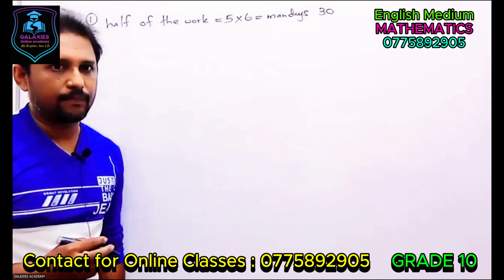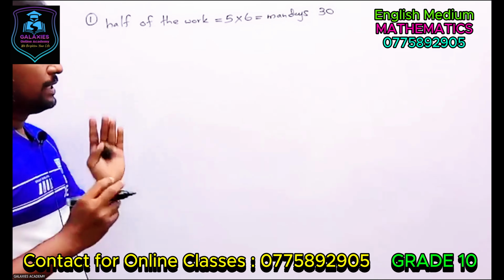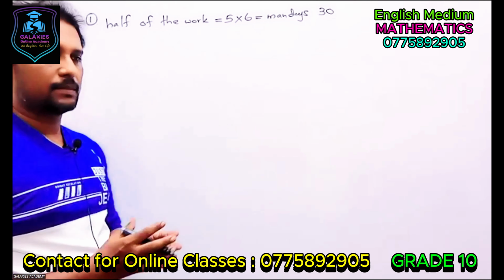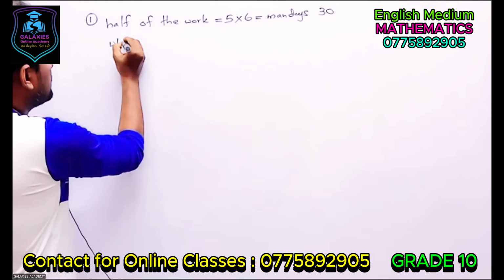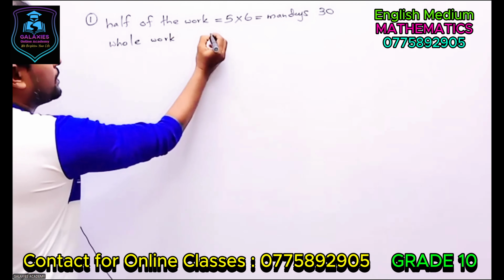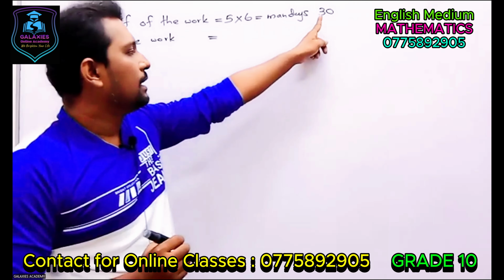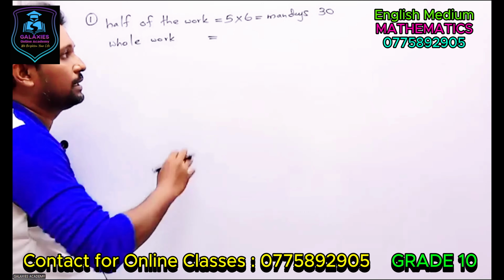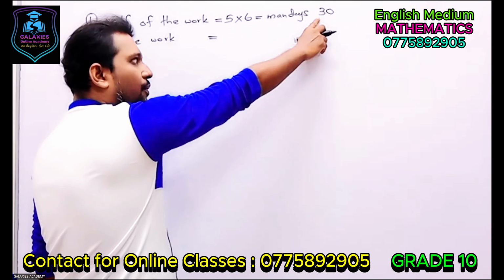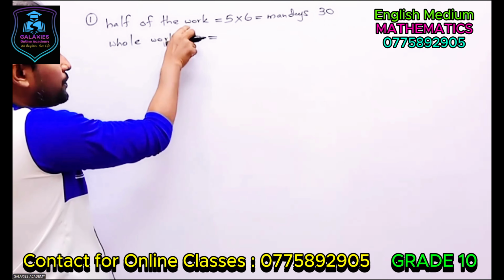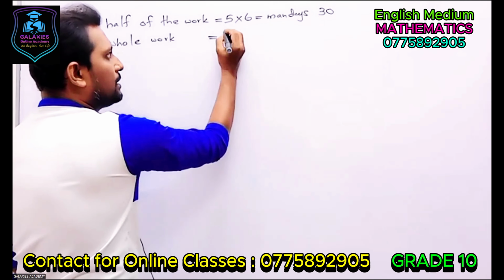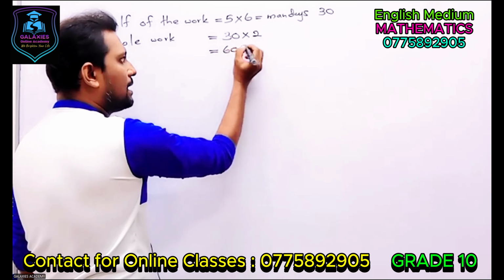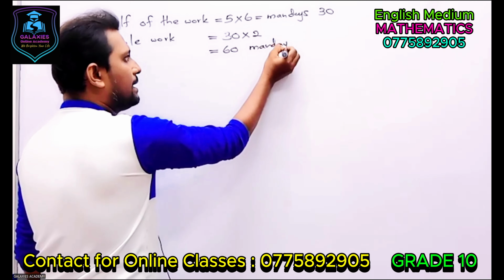30 man days. Then this question asks how many man days are needed for the whole work. Right? Then the 30 man days are needed for half of the work. So total work needed how many man days? Twice of this one, no? Because the half of the work needed 30 man days. So full work needed 30 times 2. So how many man days are needed? 60 man days.